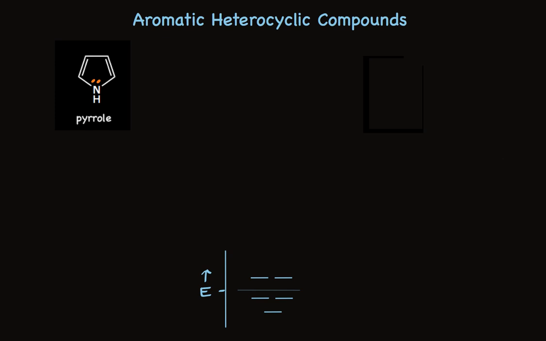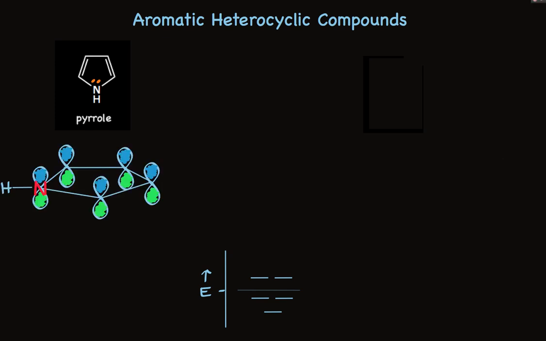Let's take a little closer look at pyrrole by turning it on its side and looking at the orbitals involved in the aromatic ring. To make it easy to draw, I've put the nitrogen over on one side, and I've shown the hydrogen attached to the nitrogen as above. In this case, we see that the lone pair resides in a p orbital, the p orbital of nitrogen that's involved with the aromatic ring.